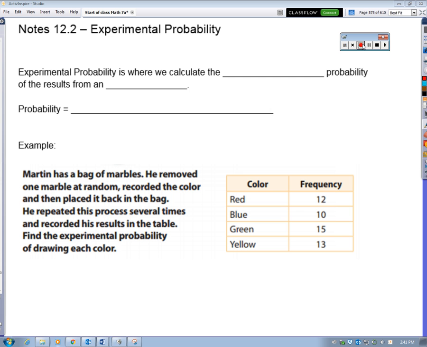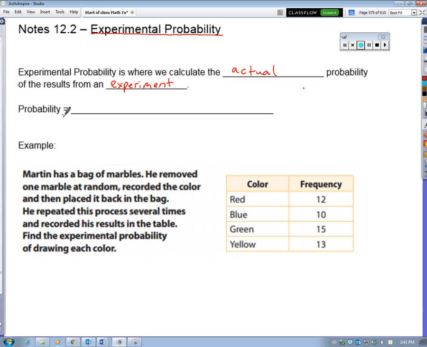Alright, my little math friends, we are back again in Chapter 12. We talked about probability the day before. Now we're going to look at experimental probability. Let me tell you what that is. Experimental probability is where we calculate the actual probability of the results from an experiment. We're actually going to conduct experiments to find out the probability of something actually happening.